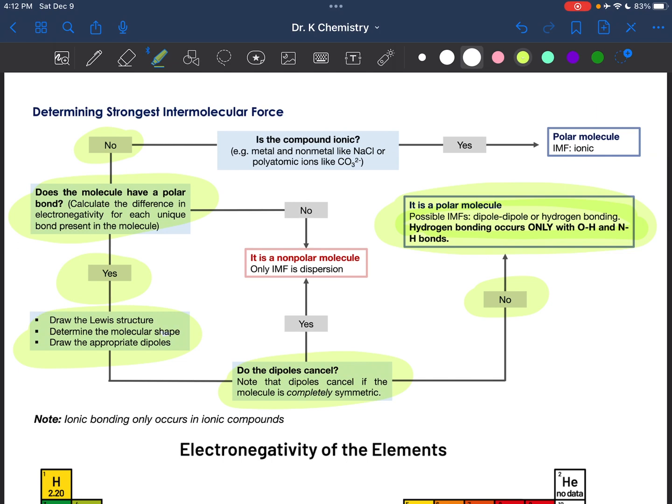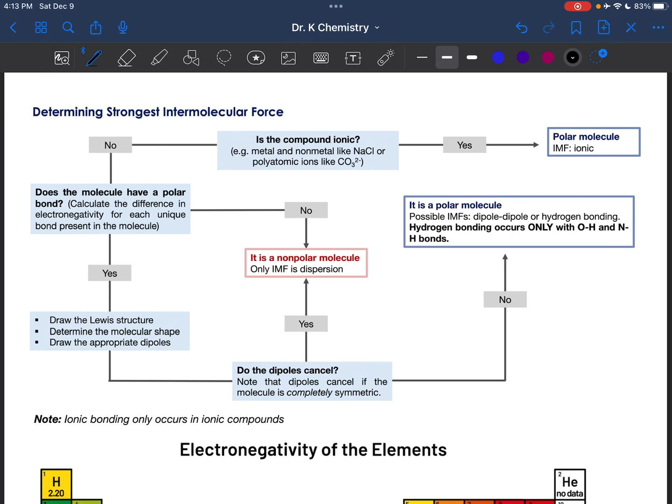It could be dipole-dipole or hydrogen bonding. Only polar molecules that are covalent have dipole-dipole or potentially hydrogen bonding. However, hydrogen bonding only occurs in molecules that have an OH bond or an NH bond. So hydrogen must be present, and it must be directly bonded to oxygen or directly bonded to nitrogen. Be careful with that, because sometimes people see that a molecule has a hydrogen, and they instantly think hydrogen bonding. But that hydrogen must be bonded to oxygen or nitrogen, because those are the only two atoms that are electronegative enough to do hydrogen bonding. Hydrogen bonding is effectively a stronger version of dipole-dipole bonding.